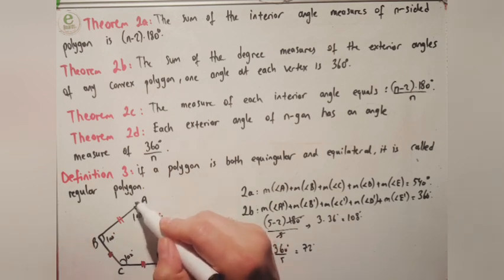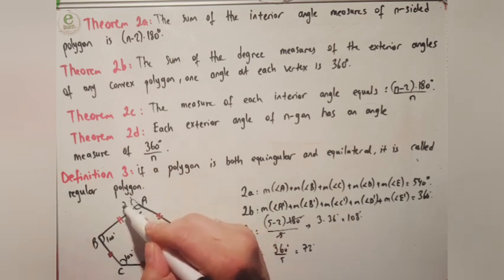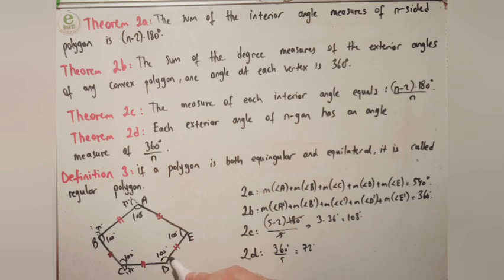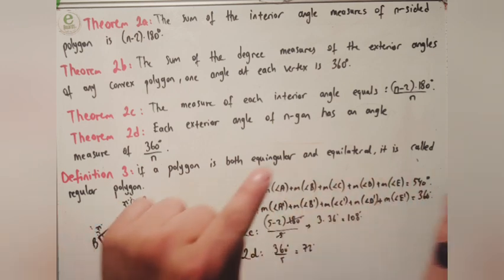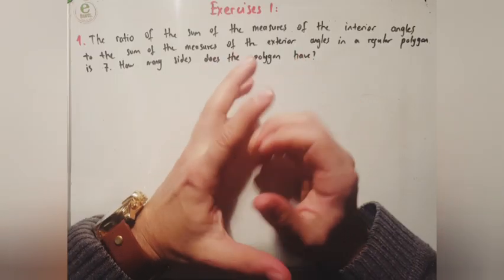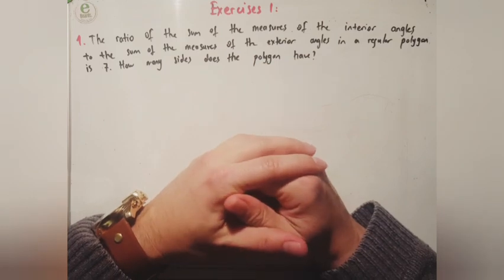So let me extend the line. It is 72 degrees. Okay, when we take the sum of all exterior measures, don't forget it, we are going to get 360 degrees. Now it's time to solve problems. We can put our knowledge into practice.